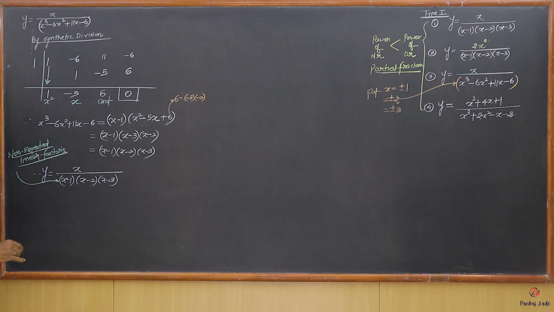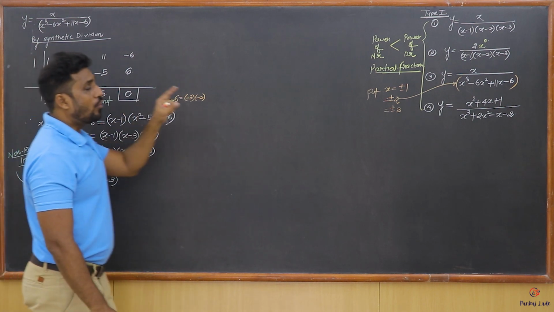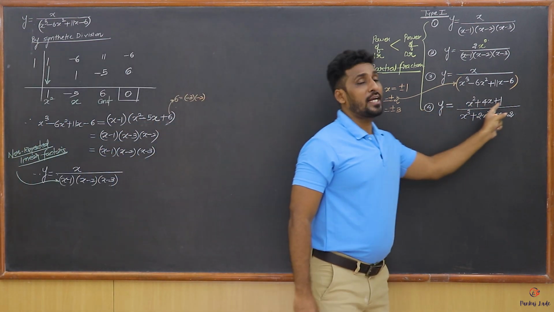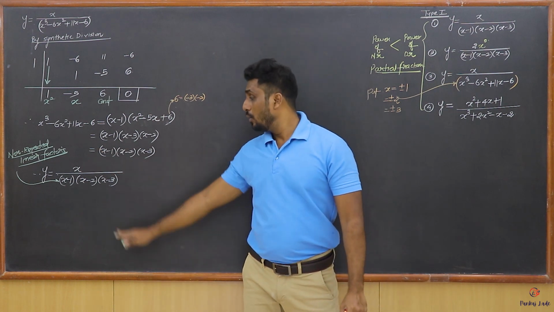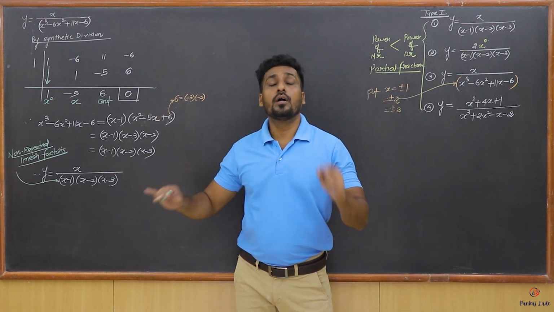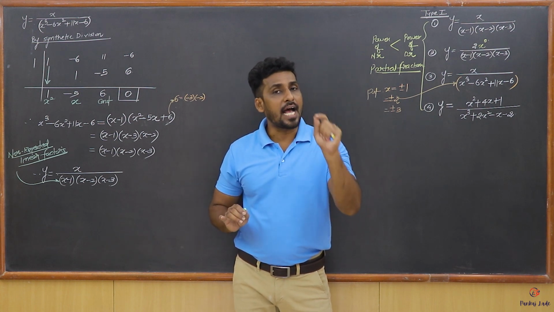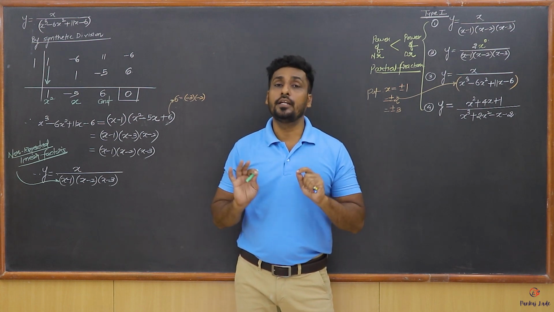So when you say non-repeated linear factors, nothing happens. Whatever is present in the numerator, it is not going to bring any consequence in your next step. Whatever the numerator is, just you need to take one care that the power of the numerator has to be less than the power of the denominator. That is more important. Any of the expression, even if you take x square plus 4x plus 1 in the numerator, it is still not going to make any difference to the procedure that I'm going to show you now. Just take care that the power of the numerator has to be just less than the power of the denominator.